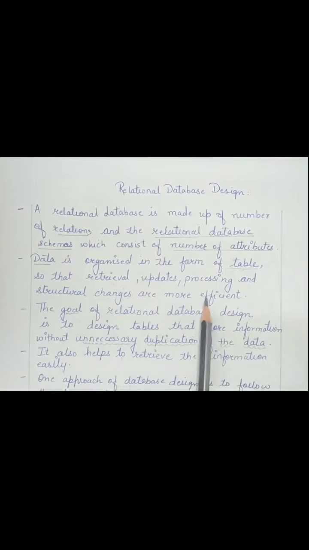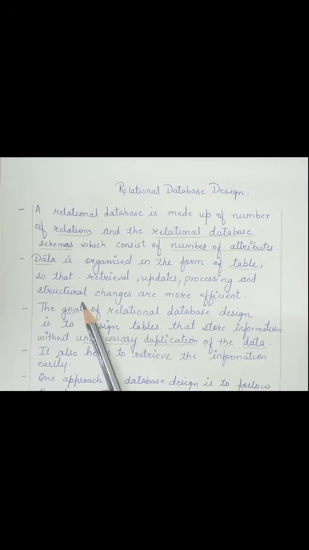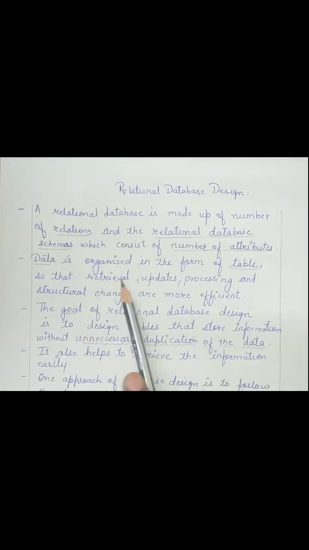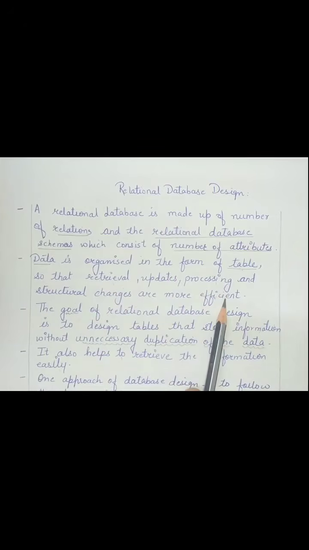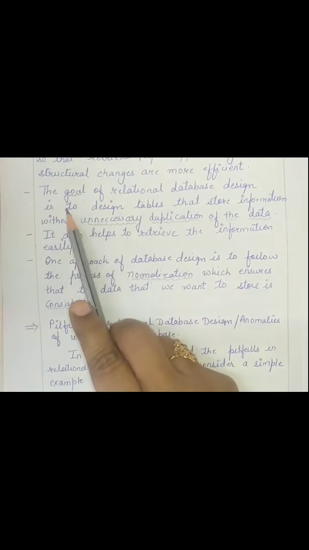Structural changes are more efficient means what? We can add a column easily, we can delete a column easily, we can alter something, like we can alter the data types of some attribute, right? So here we say when we work on the tables, then the retrieval, updation, processing and structural changes are more efficient. Okay. Next is what?